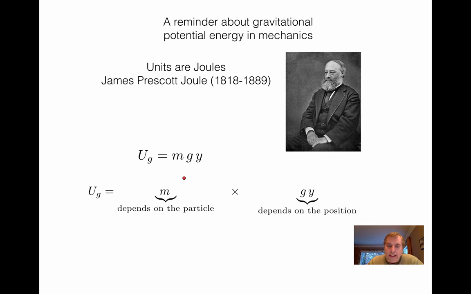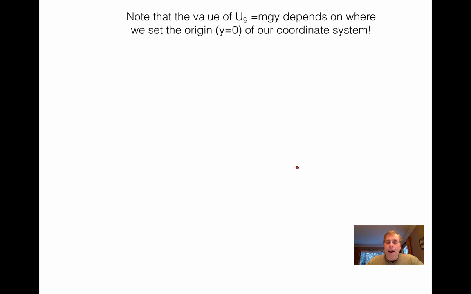And we'll see a structure like that again in the context of electricity. Now, when you define U sub G equal to mgy, the value that you get depends on the value of y, and the value of y depends on where you put your origin. So it's clear, you have a building, let's say you have a baseball that you drop from the top of the building. What's the value of the gravitational potential energy of that baseball?